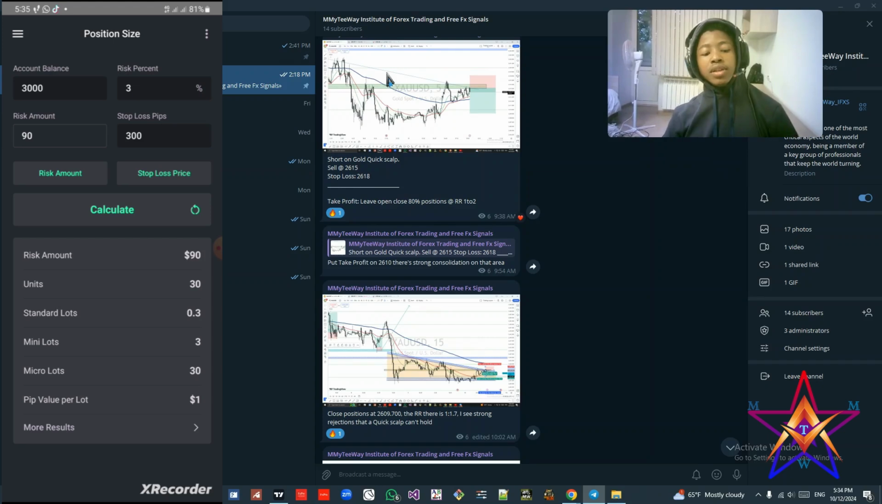And then it is going to tell me the lot size. I'm going to put 0.3. The one with the $50 account is going to put 0.01, or the one with the $100 account is going to put 0.01. But because I have a 3K account, I'm going to put 0.3. And my risk amount is $90. It's different from the one with a $100 account and a $50 account. They're going to be risking $3.